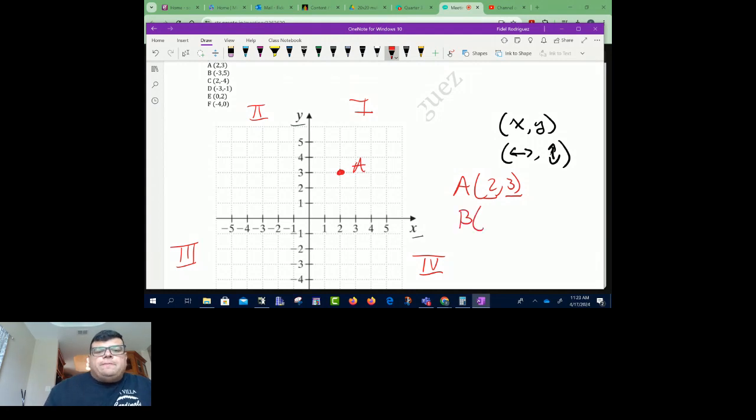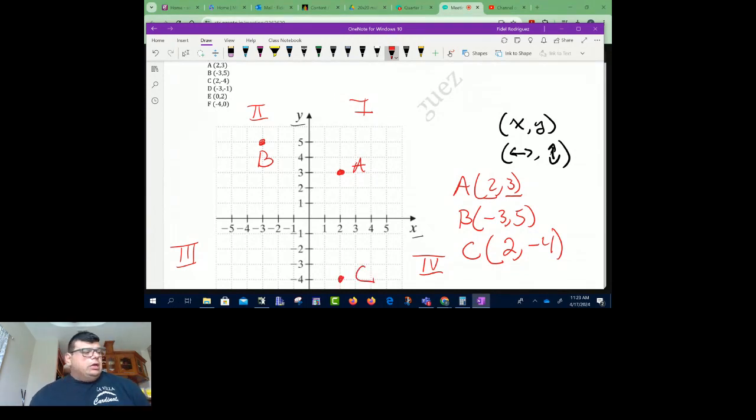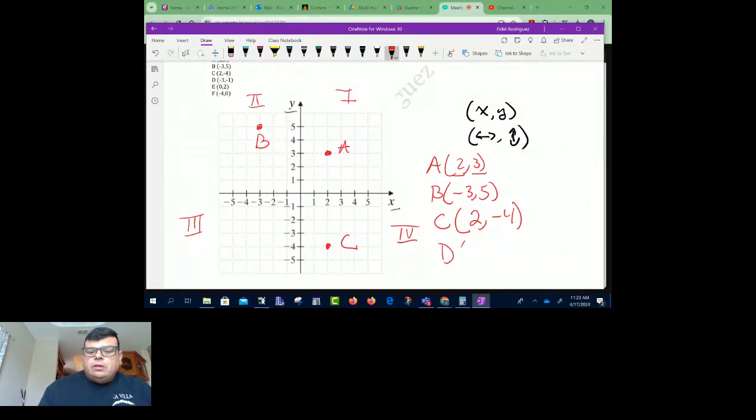Y'all, my point B is the point -3 and 5. So from the middle, since it's -3, I'm going to go to the left 3, and I'm going to go up 5. That's my point B. Okay. Y'all, my point C, 2 and -4. From the middle, I'm going to go to the right 2. I'm going to go down 4. Y'all, my point D, D as in dog, okay, is -3 and -1. So I'm going to go to the left 3 and I'm going to go down 1. That's my point D. Okay.